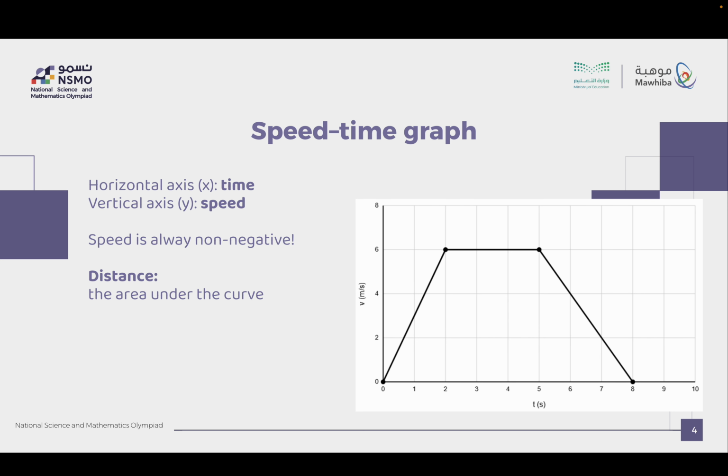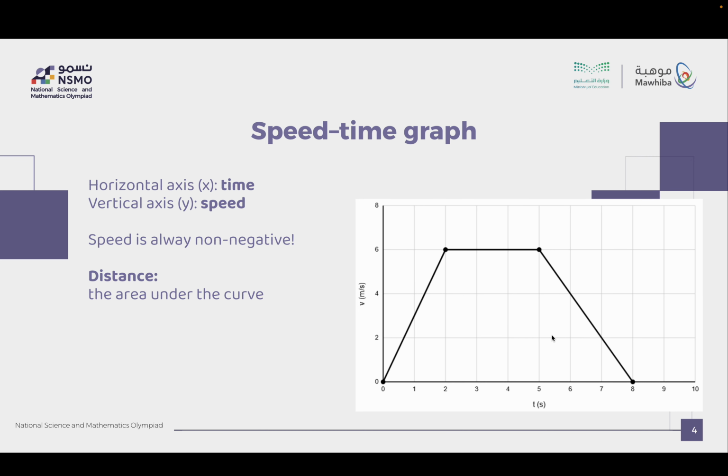The next graph is the speed-time graph. Here, the horizontal axis is again time, but the vertical axis is the speed. Note that the speed is always non-negative. If the object is moving, it is positive, and if the object is stationary, then it is 0. From a speed-time graph, you can get the distance by calculating the area under the curve.